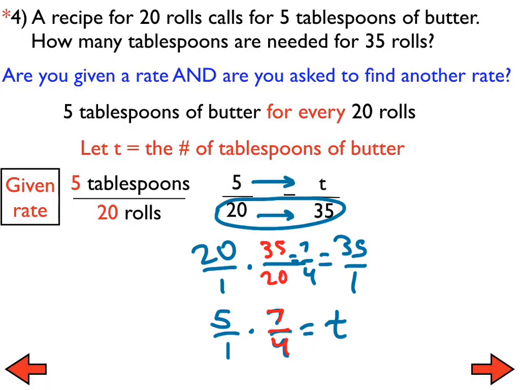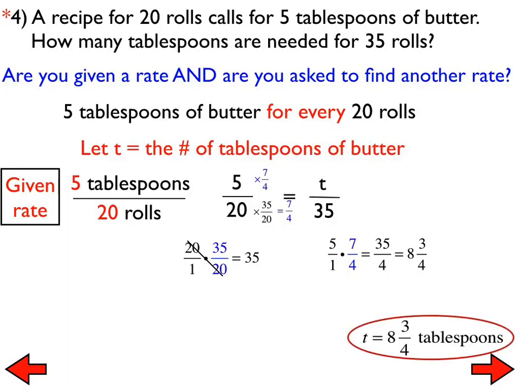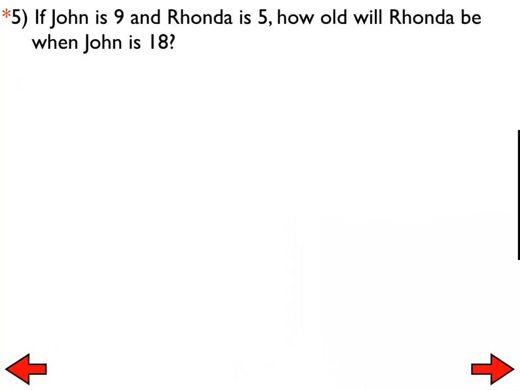What does T equal? 35. Which is what? 8 3/4. Very nice. Okay, so the multiplier was 35 over 20, which reduces to 7/4. So with the top part of the problem that I'm solving, I'm going to go ahead and use the 7/4 to make my life easier, which is 35 over 4, which simplifies to 8 3/4 tablespoons. Does this answer make sense? Yes, it does. Let's look at number 5.